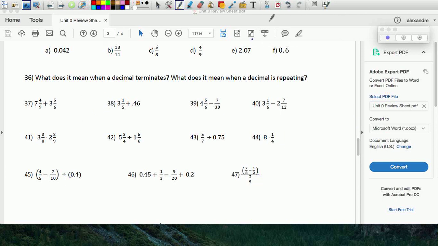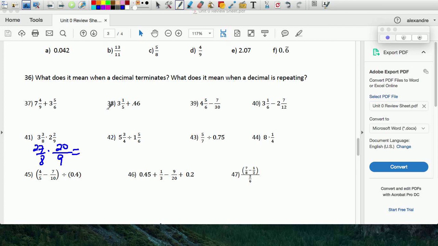Next one is multiplication. So actually, great. Multiplication, don't multiply the 3 and 2 and then the fractions, change them both to improper fractions. 3 times 8 is 24 plus 3, so I got 27 over 8 times 9 times 2 is 18 plus 2 is 20 over 9.